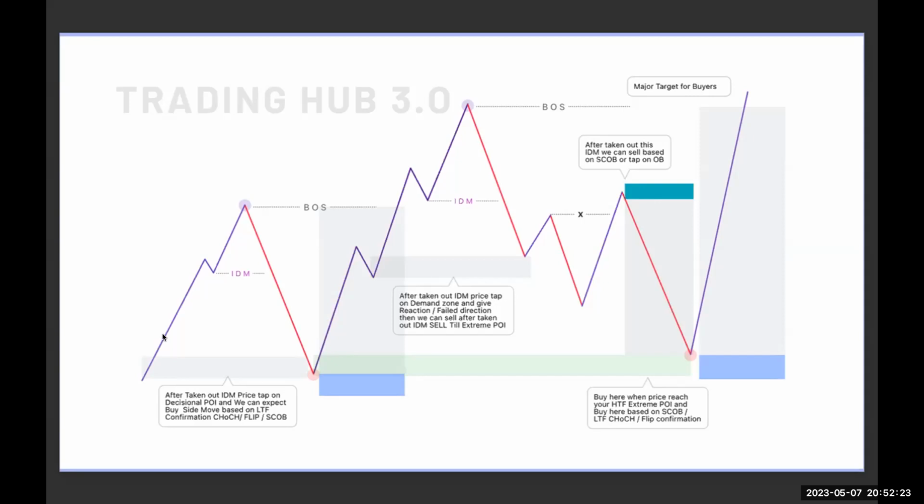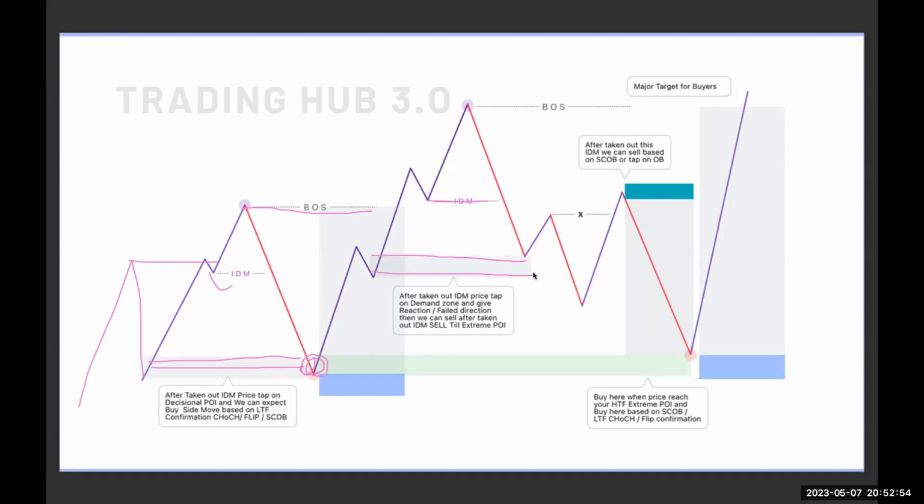Look at this one. This structure is bullish here, break of structure, takes out the inducement, mitigates your POI and continues. You can buy here based on single candle order block, chalk and flip entry module, applicable everywhere here because price taps on your higher time frame POI, right? Break the structure and this is your final target. Again, you have to wait for taking out the inducement. Same thing happens here. This is your inducement, tap on your POI, and this one is your decisional POI.